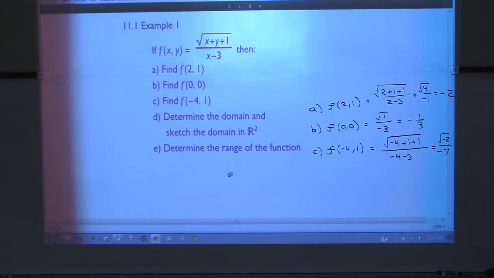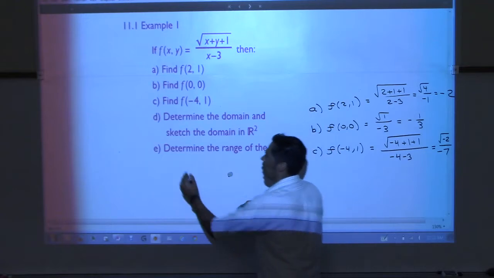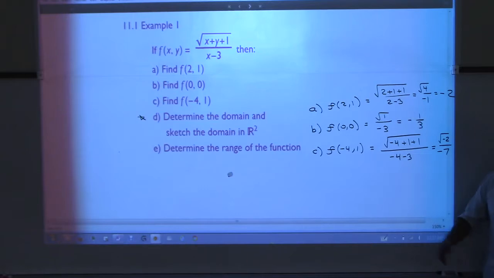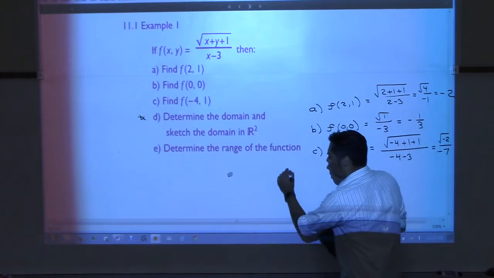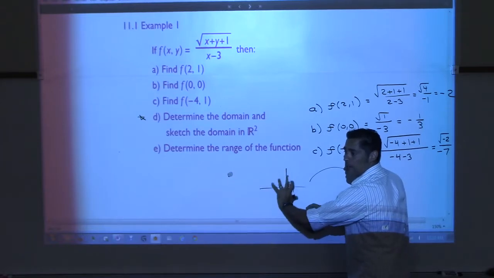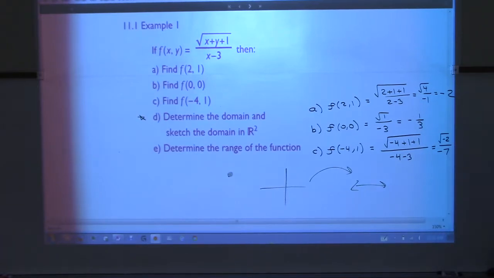Let's talk about D. Determine the domain and sketch the domain in R2. This is something you will have to do on an in-class exam. I probably won't ask you parts A, B, and C, but I'll most likely ask you to sketch the domain of a function of two variables. Why specifically in R2? Remember, the domain is in R2. The things we can plug in come from here and get spit out over here. I want you to sketch me what can go in. So let's try and sketch what can go in.